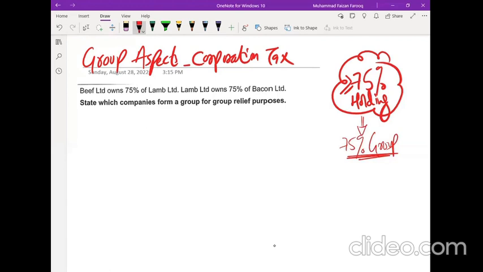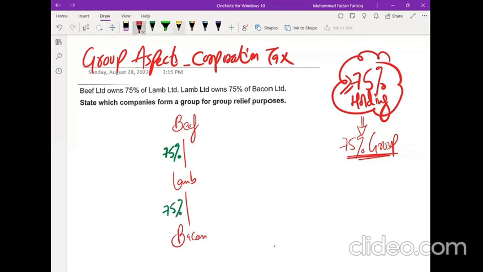Now, till here, any questions? No questions. We have a small example, a small line written. Can you read it, please? Beef Limited owns 75% of Lamb Limited. Lamb Limited owns 75% of Bacon Limited. State which companies form a group for group relief purposes. Okay. Beef owns how much? 75% shareholding in Lamb, and Lamb holds 75% in Bacon.